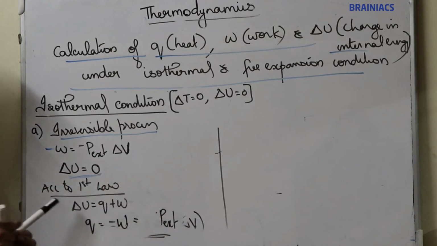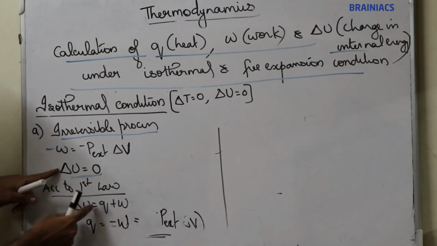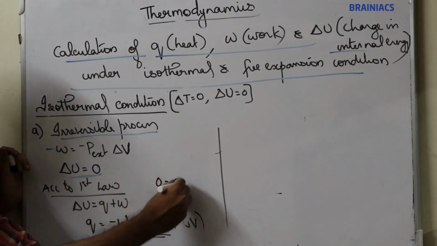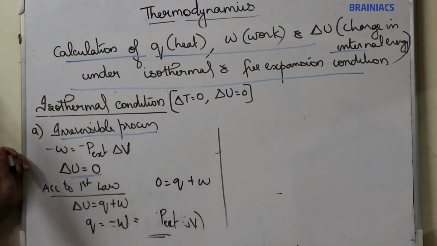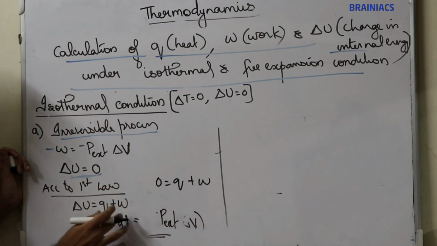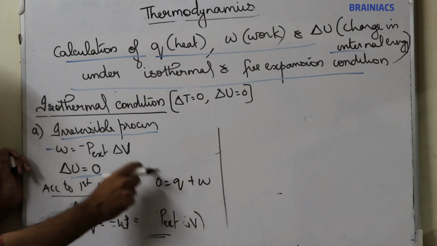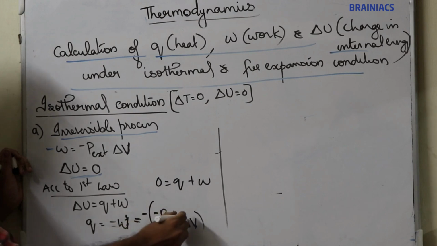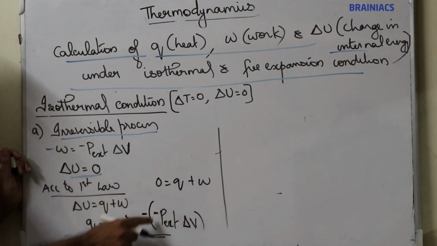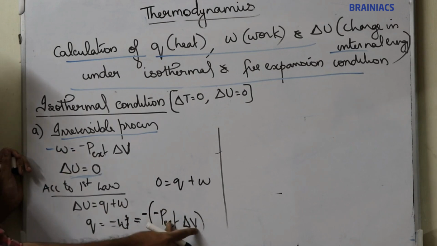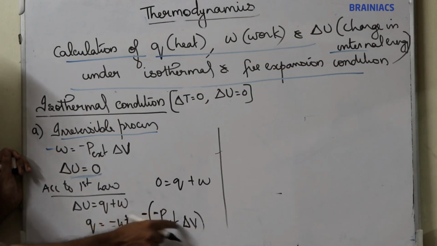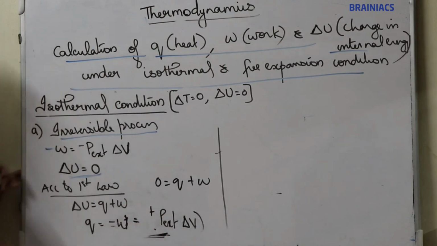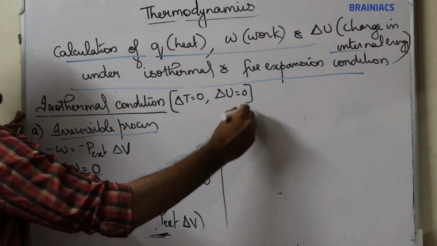Here, delta U is equal to 0, so we get 0 is equal to Q plus W. Taking W to the left side, Q is equal to minus W, that is minus of minus P external delta V. W is minus P external delta V, so minus W is minus of minus P external delta V, and minus minus gives a plus value. I think it's clear. Now B, for reversible work.